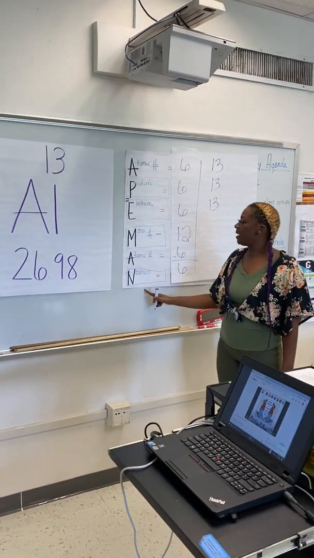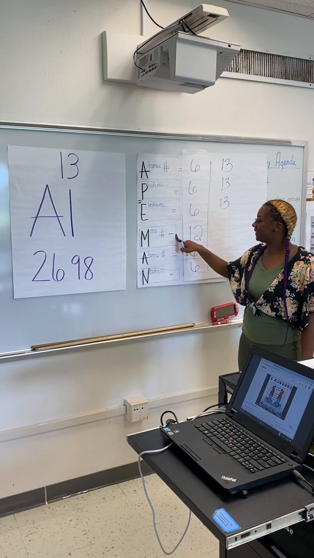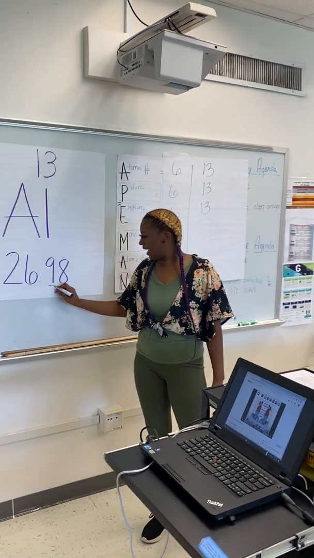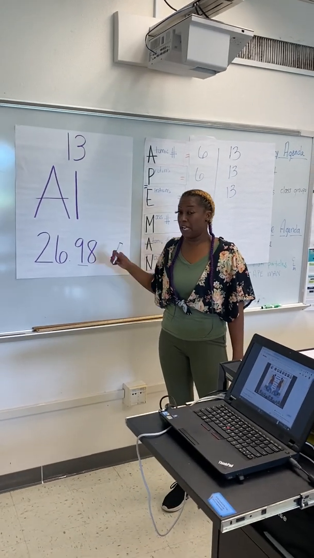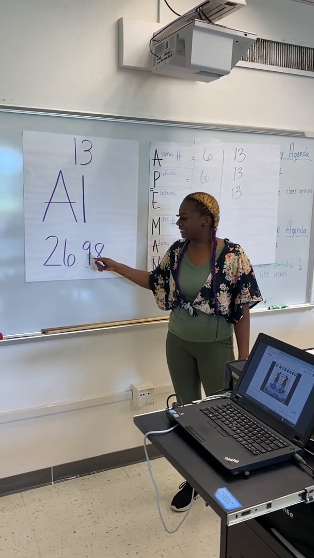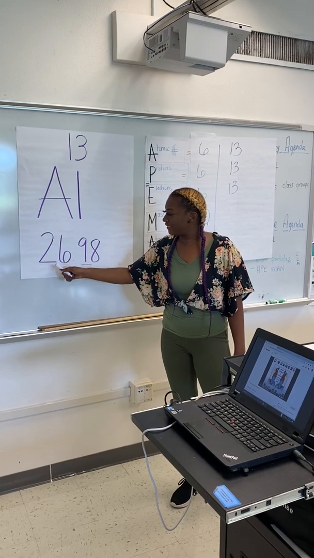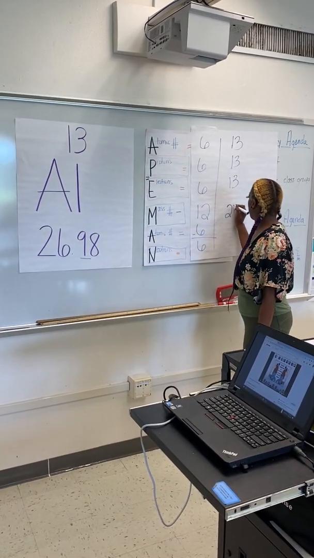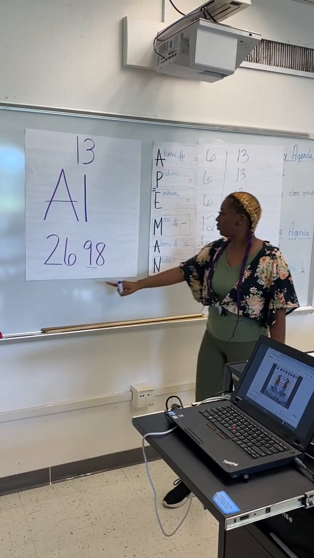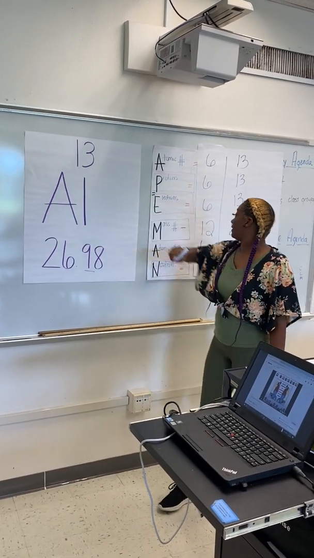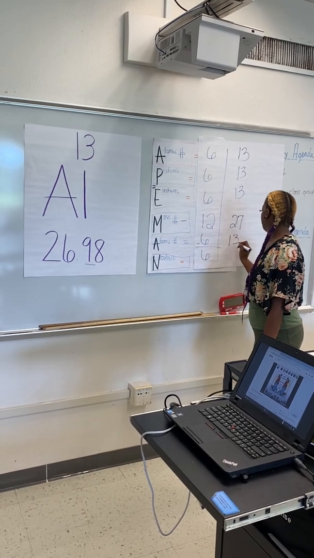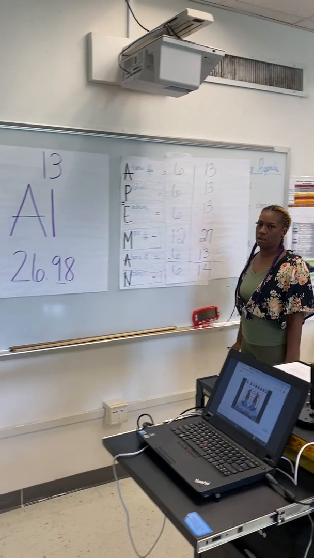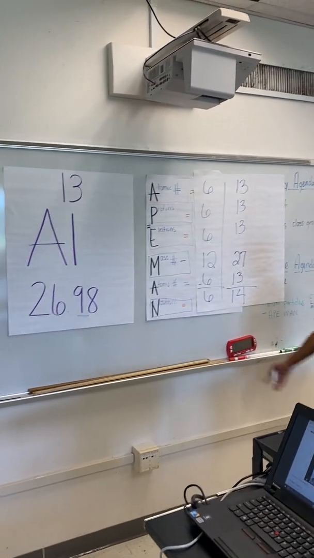Now, when we get down to the neutron portion, we have a mass. Let's look at it. It's a 9. Is it above 5 or below 5? It's above 5 because it's a 9. So we're going to make this 26 into 27. The mass is 27. And we're going to subtract our atomic number, which is 13, from 27. And we're going to get 14 neutrons.